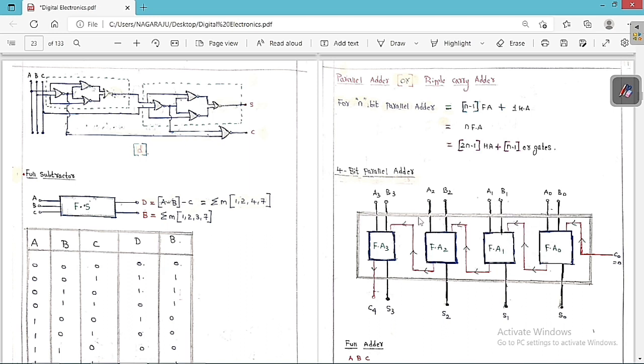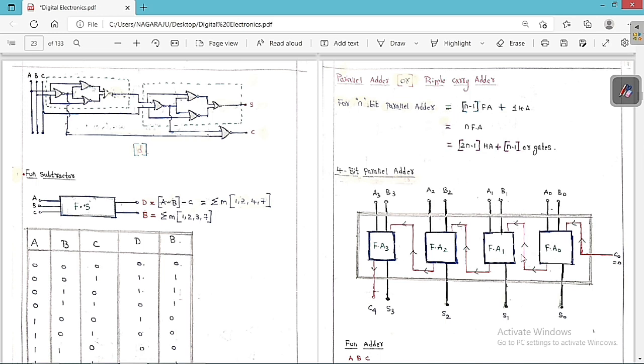So we can say this is called the ripple carry adder, meaning the carry is traveling from full adder 0 to full adder 3 like this. Because of this reason we call it a ripple carry adder, meaning the carry is traveling in this fashion from one adder to another adder. So because of this reason, it is called the ripple carry adder or the parallel adder.